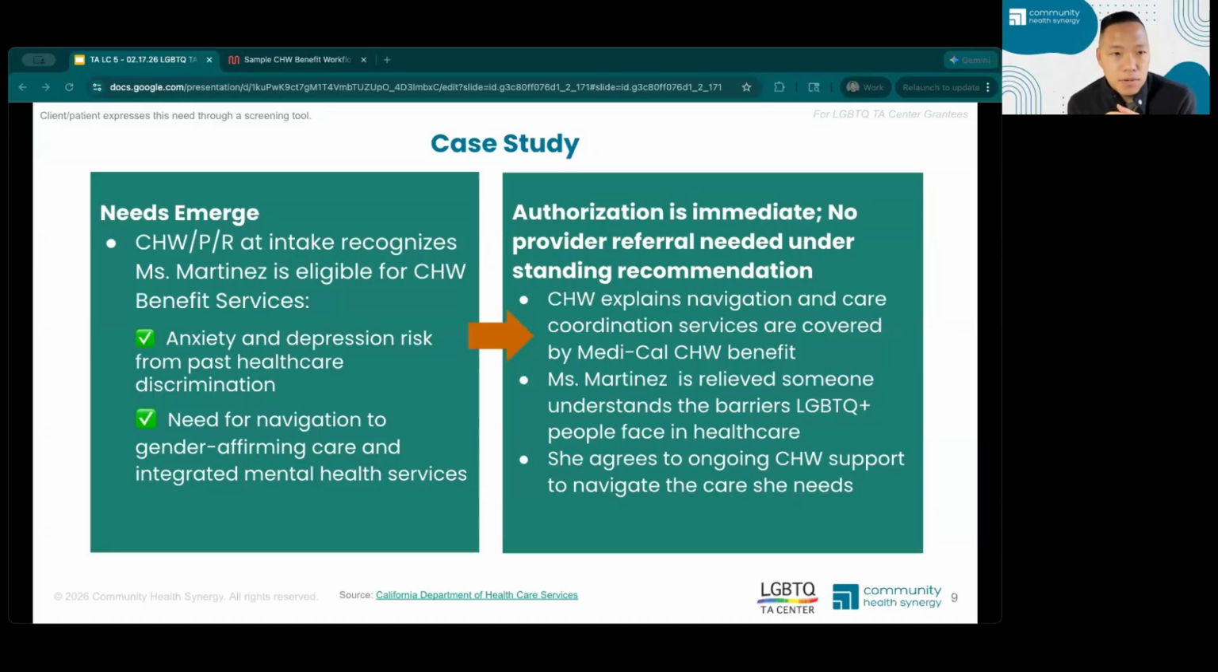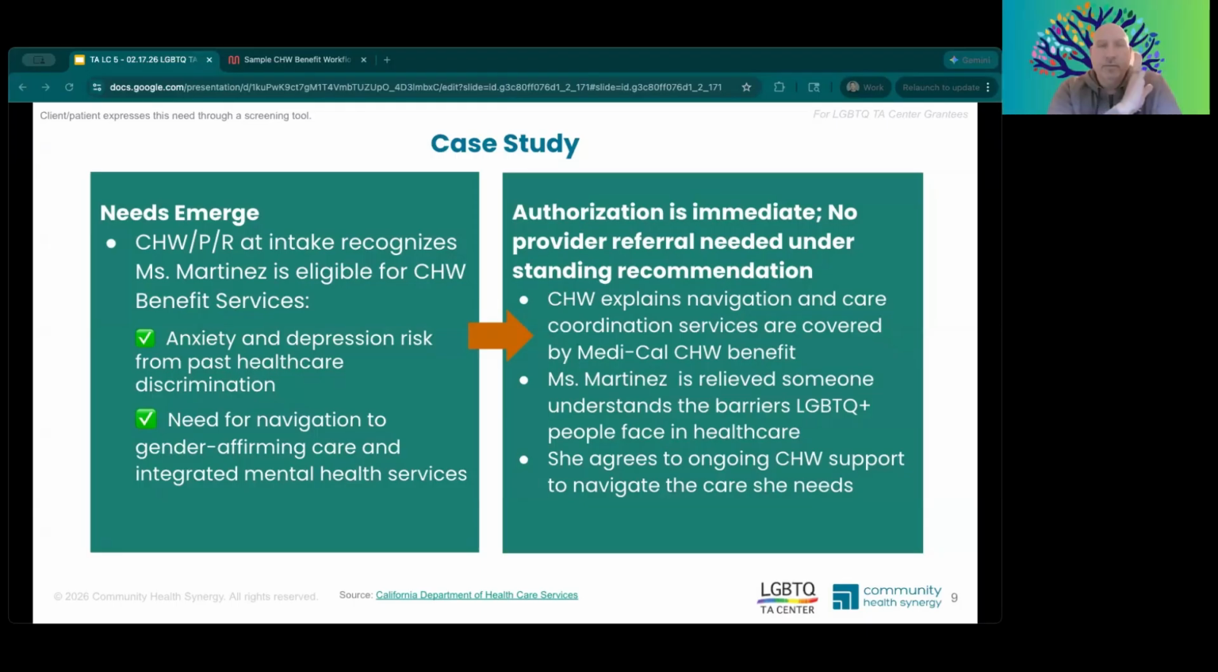Maybe there's a housing need or housing issue. So if the CHW provides a link to housing assistance, maybe Ms. Martinez is feeling some social isolation. So if your CHW provides a link to peer support groups, your organization can get paid for that as well. Screening for depression and anxiety also can be a reimbursable service. So we'll talk more about it in a future module, but the point of this case study is that the CHW can immediately authorize the services without any kind of approval needed.